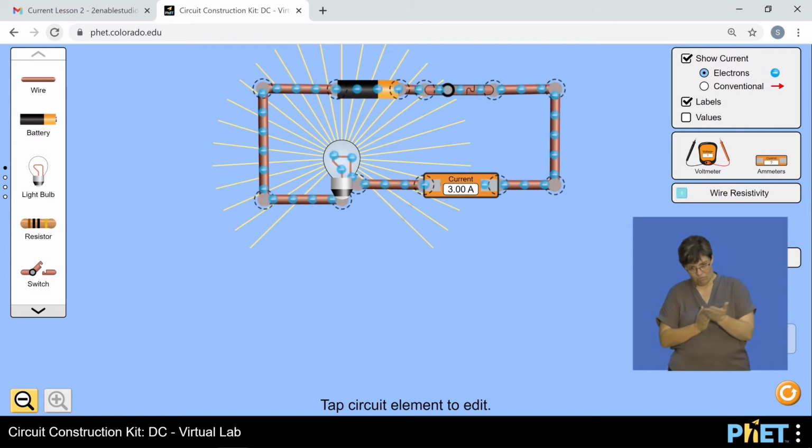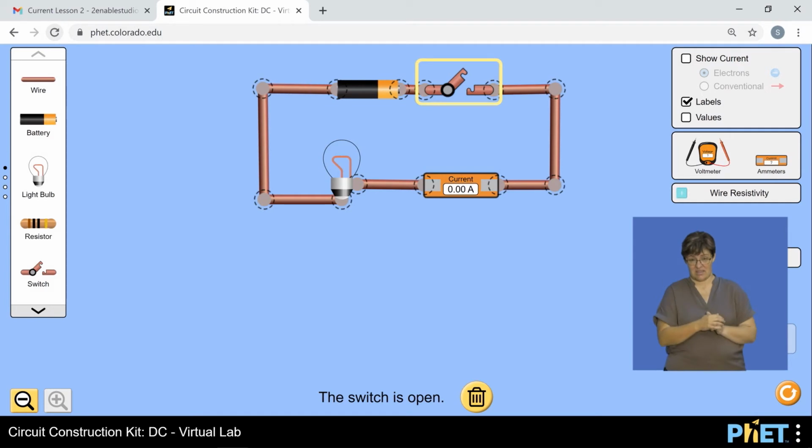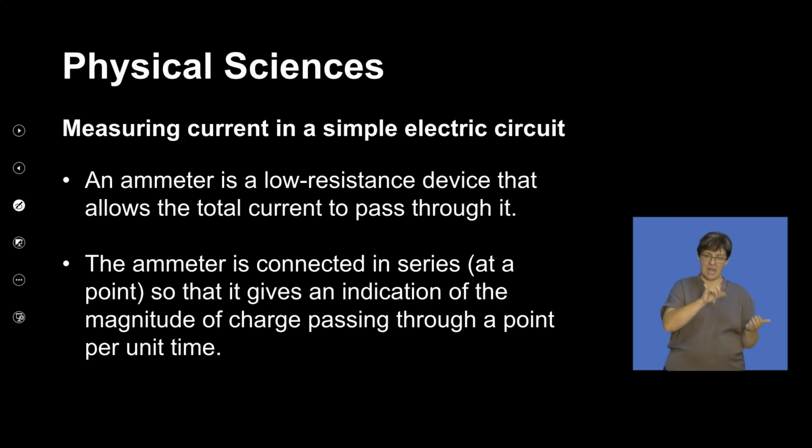It passes through the ammeter with a reading of 3 amperes, okay? So we can take that out for now. So that's how we actually measure current in a circuit, right? Okay, if we can go back to our discussion, let's talk about the ammeter as a device. So this ammeter in real life is actually a low resistance device that allows total current to pass through it.